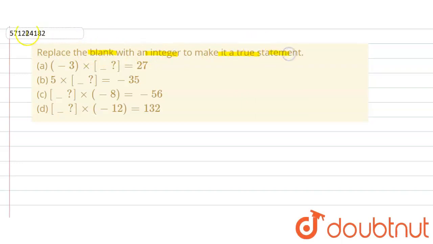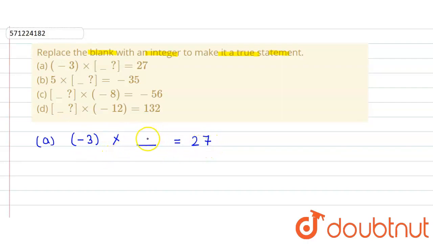In the given question, we have to replace the blank with an integer to make it a true statement. So here in the first part, it is minus 3 into dash is equals to 27. So here, what should we multiply by minus 3 so that it will give us 27?